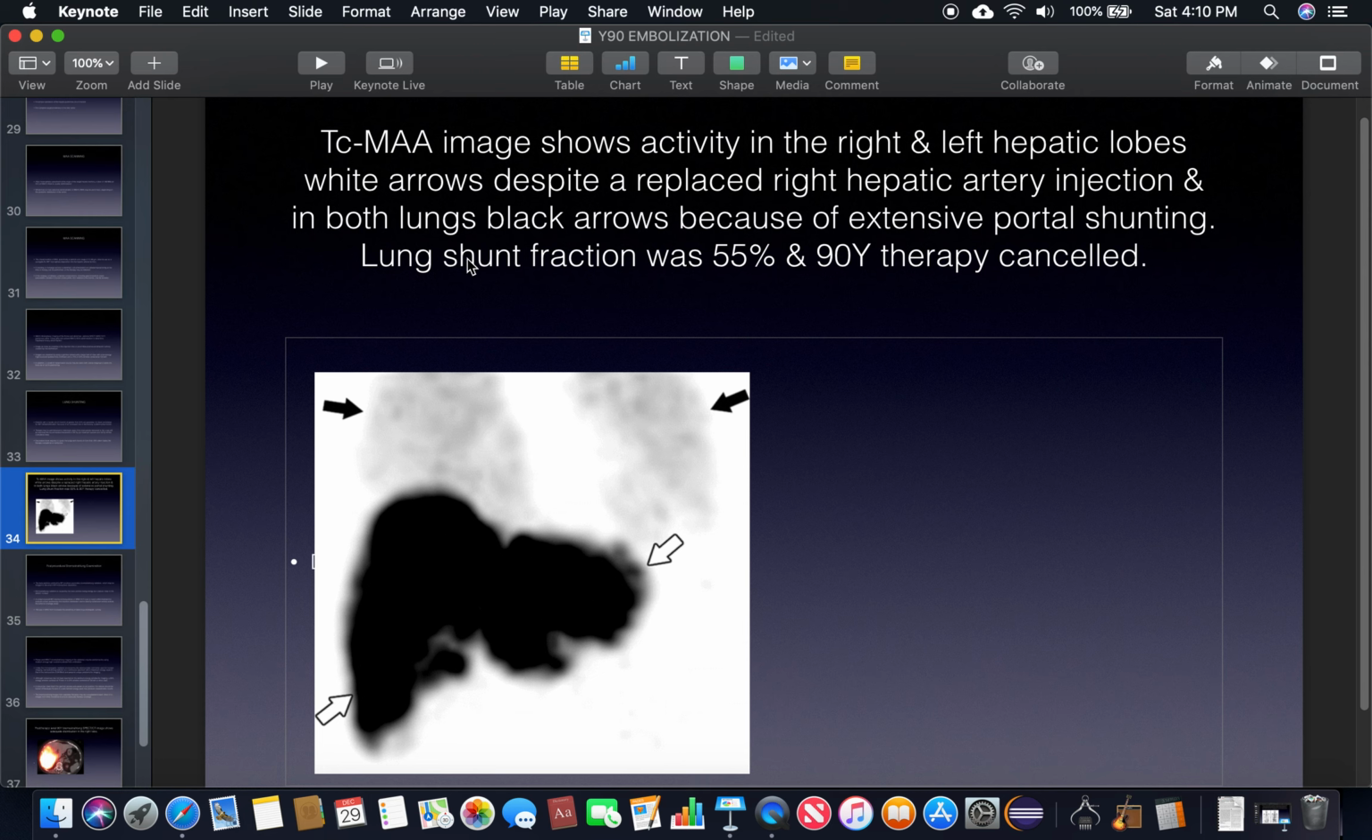Now, this is an example of an MAA image taken from one of my references that I mentioned in the beginning of the lecture. Here you see that the MAA image shows uptake in the lungs. This is shunting to the lungs. Now, this is despite a replaced right hepatic artery injection, and the shunt fraction was calculated to be about 55%. Now, that's pretty high, and so the decision not to give yttrium therapy was made.